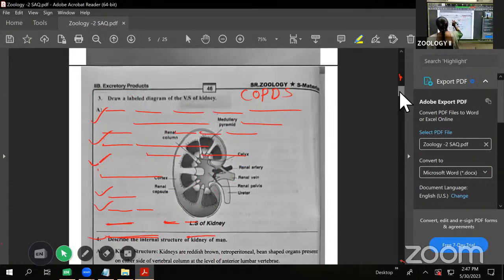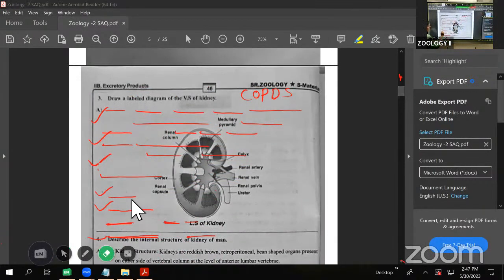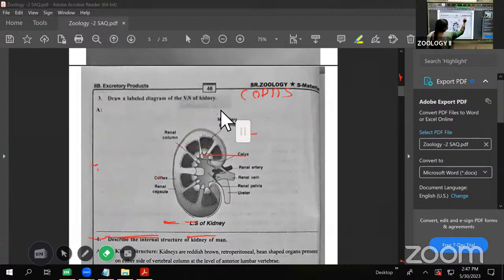See here, one more. The TS of kidney we have already finished, but I'll explain this one also once. This is also important, the TS of kidney. Mostly from the excretory system there are no SAQs, but sometimes they give them, chances are there, and that's why I explained this one already.